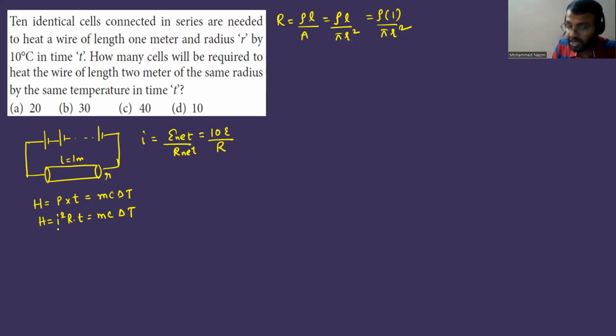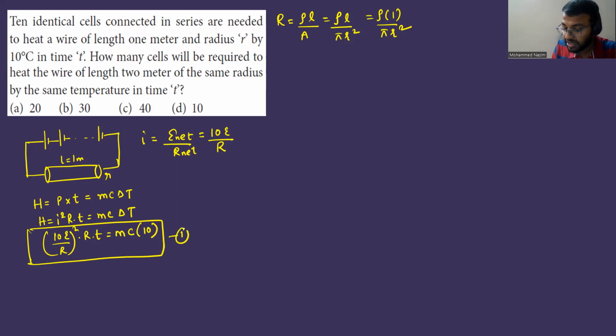So this is how much, I square R into time will become (10E by R) the whole square into R into time, is equal to the mass of the wire into specific heat into delta T, which is 10 degrees centigrade. So the rise in temperature is 10. Call this equation number 1. This is the first part of the data. Now the question is how many cells are required to heat a wire of length 2 meters.